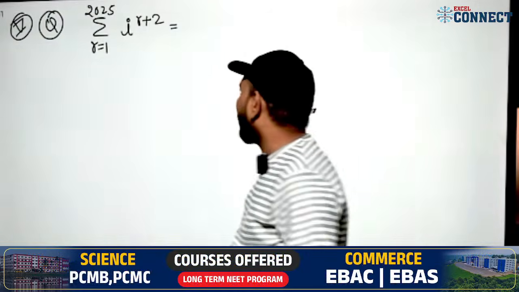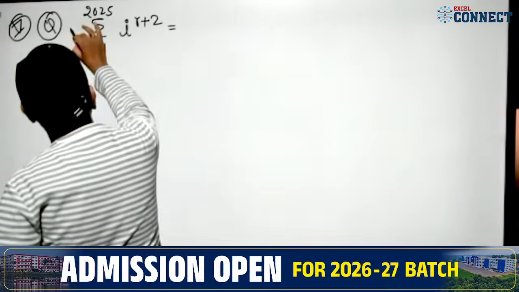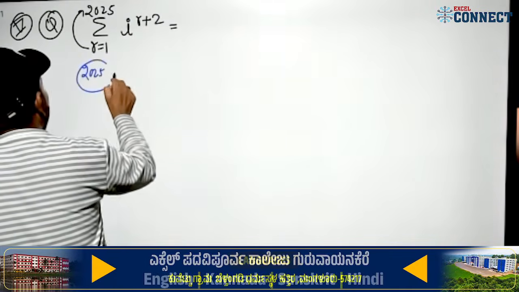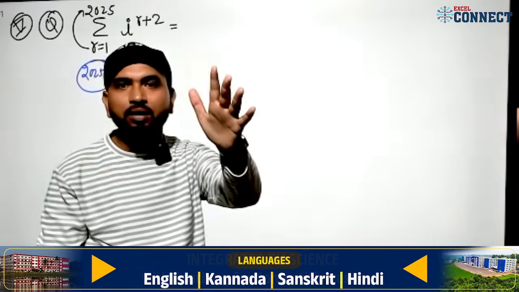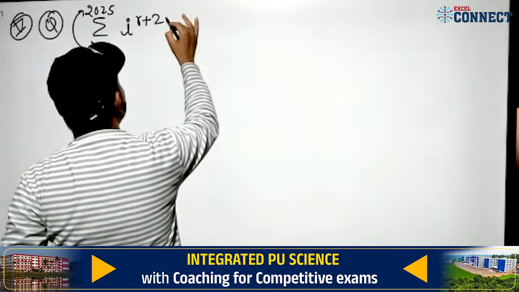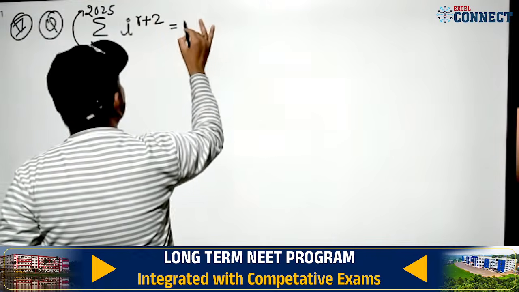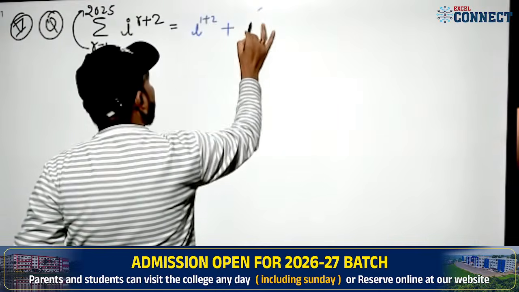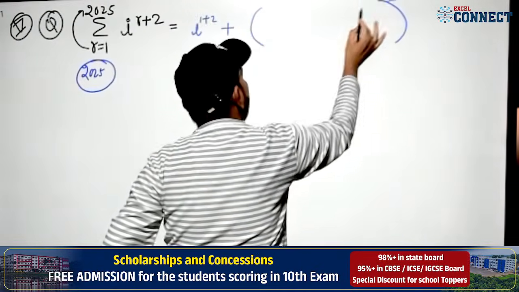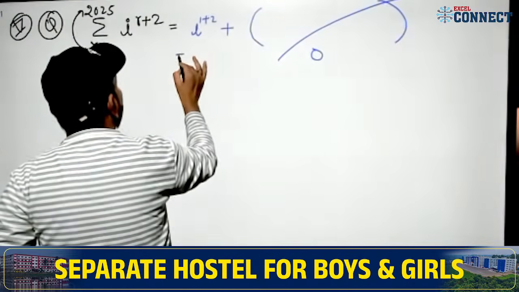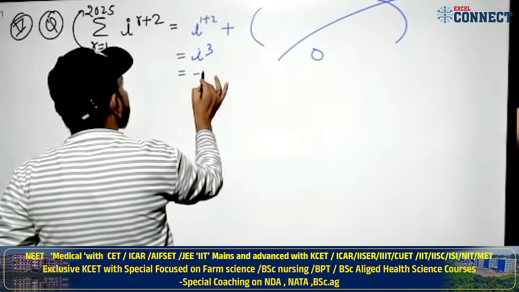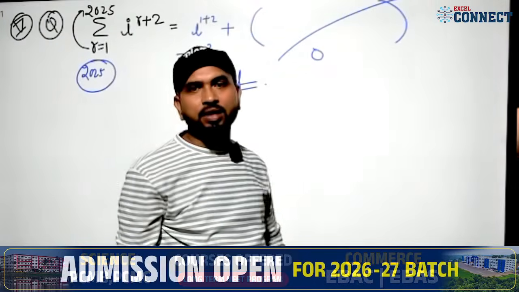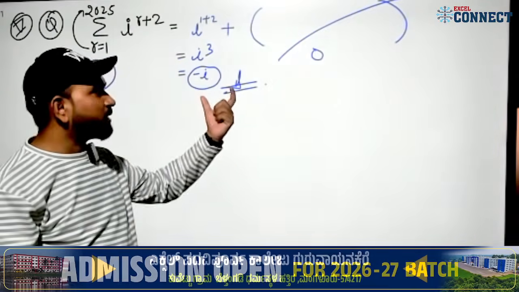Minus iota is the correct answer because, see, how many terms are there? 2025 terms. Here 2024 terms completely make pairs. So the first term, when r is equal to 1, is not making a pair, that is, iota power 1 plus 2. Only this is not forming a pair; everything else forms pairs, so that sum is 0. So iota power 3, which is minus iota, is our answer. Very good, correct.